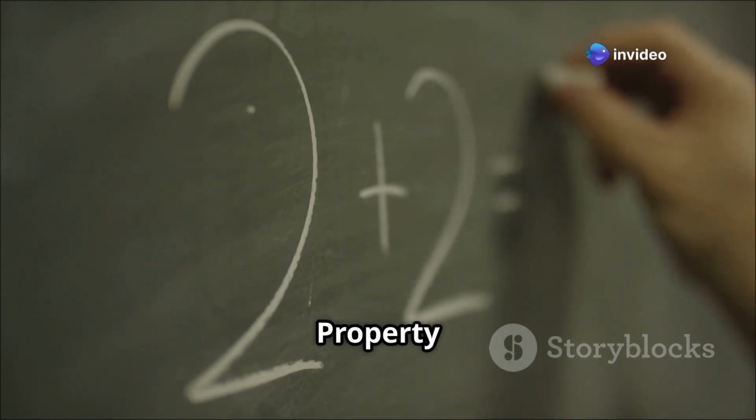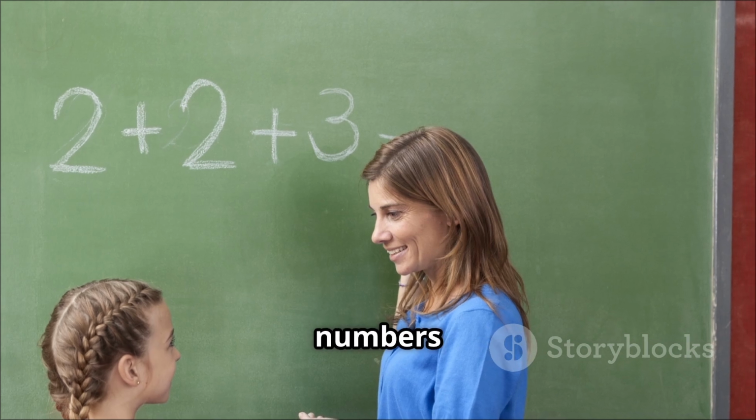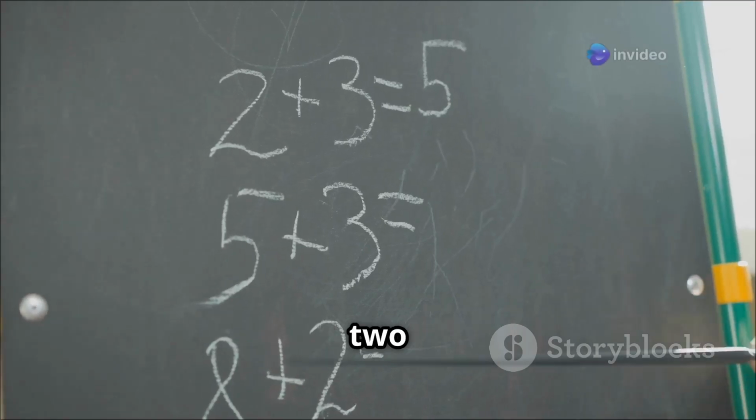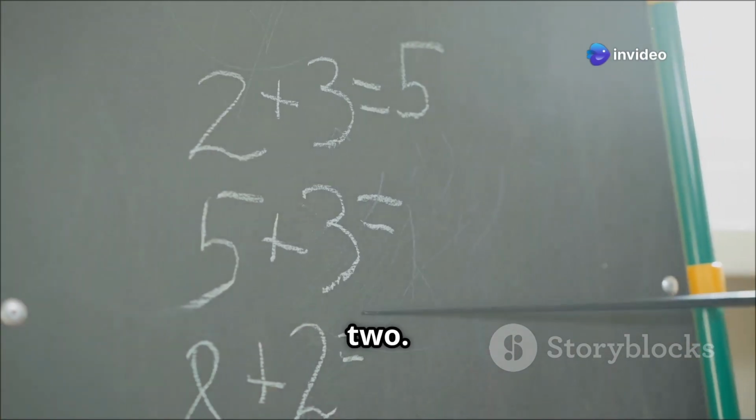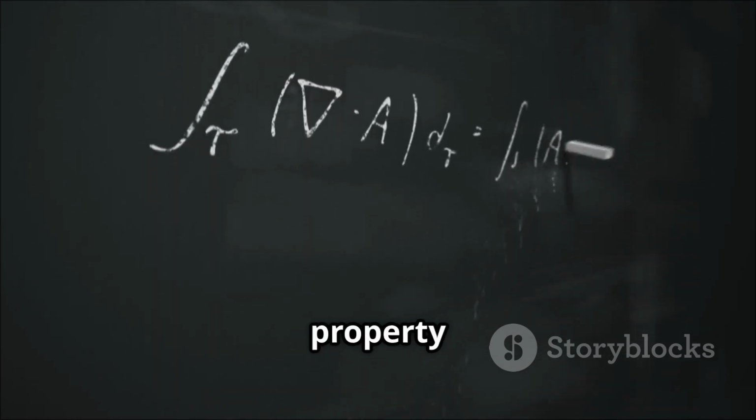Commutative property. This property states that the order in which we add or multiply numbers doesn't affect the result. For example, in addition, 2 plus 3 equals 3 plus 2. Similarly, in multiplication, 2 times 3 equals 3 times 2. This property is very useful in simplifying calculations and solving equations.